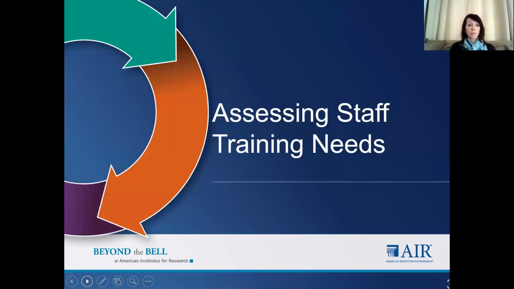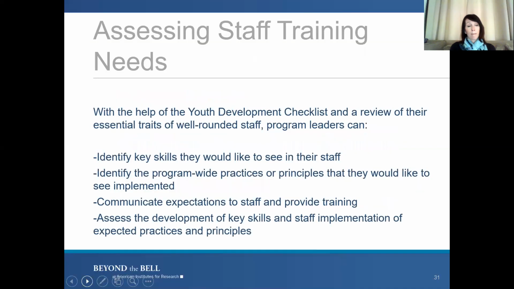So assessing staff training needs. With the help of the Youth Development Checklist and a review of their essential traits of well-rounded staff, program leaders can identify key skills they would like to see in their staff and identify the program-wide practices or principles they would like to see implemented.